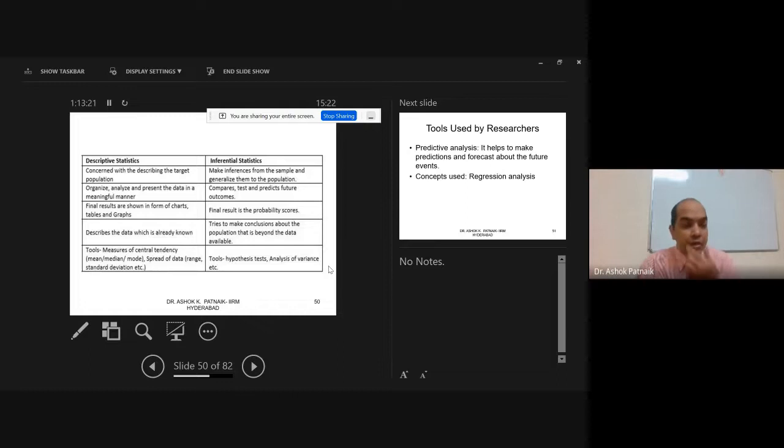As I told you, in descriptive statistics you generally use mean, mode, median, and measures of spread like range and standard deviation, whereas in inferential statistics you generally use tools like hypothesis testing, analysis of variance, etc.